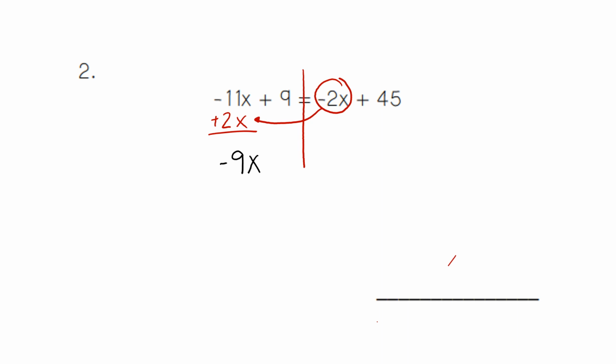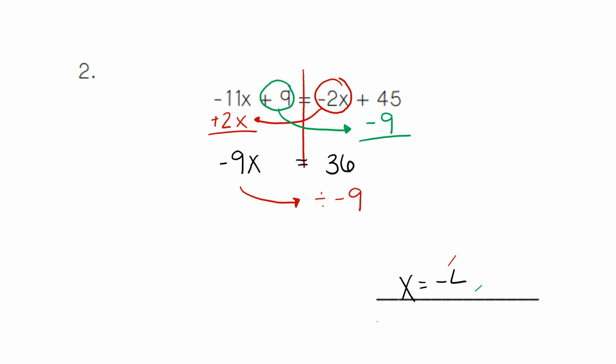Just as we moved the x values, we're also going to move the whole numbers. So our plus 9 is going to change to a negative 9 when we move it. 45 and negative 9 is going to give us a value of 36. Our final step, when we have only two numbers left, negative 9 and 36, is to divide. We always divide in order. 36 divided by the x value, negative 9, to get a final answer of negative 4.